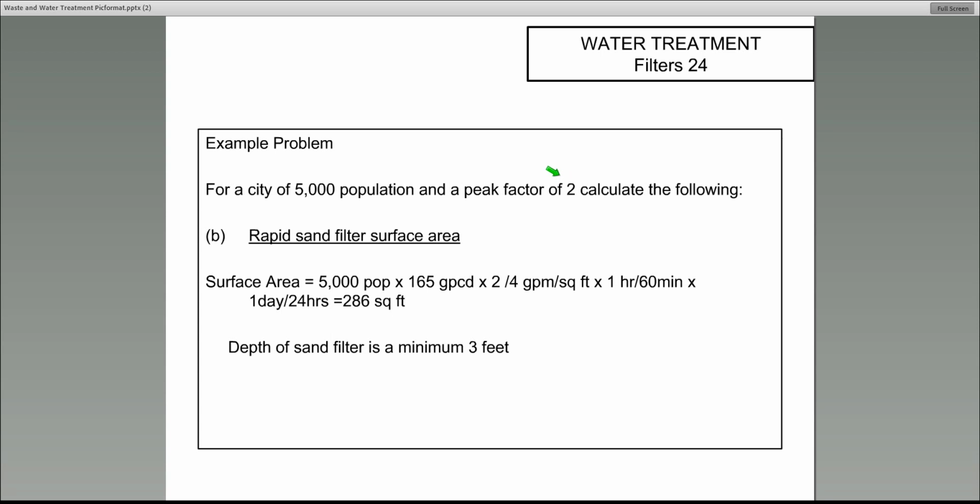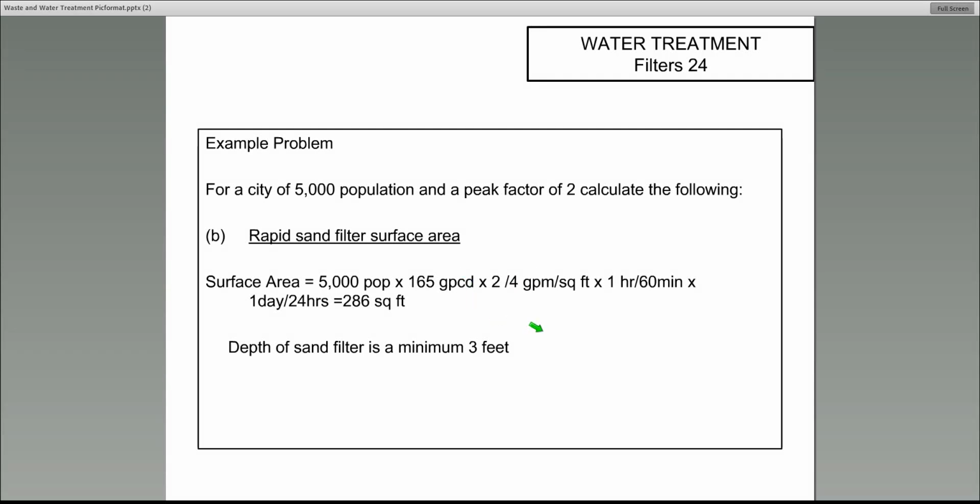Okay, so we're starting out with a population of 5,000. We have to get that to gallons. So we have surface area equals 5,000 population times our average design flow of 165 gallons per capita per day times a peak factor of 2. So that gives us our total flow there. Then we're going to divide it by 4 gallons per minute per square foot. And since this is not in gallons per day, we have to convert the minutes to days, so the days will cancel out.